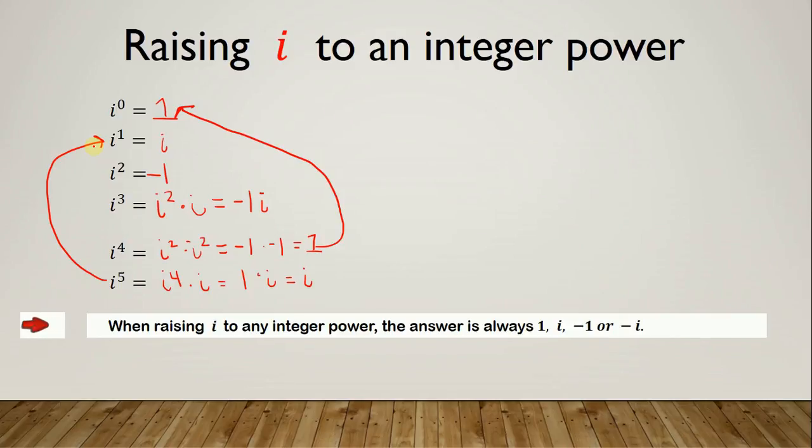When raising i to any integer power, basically the only 4 answers you can have are 1, i, negative 1, or negative i. That's it. That's all you can ever have. So ultimately, guys, you need to be able to simplify i to the 79th and tell me which one of those 4 answers is possible.